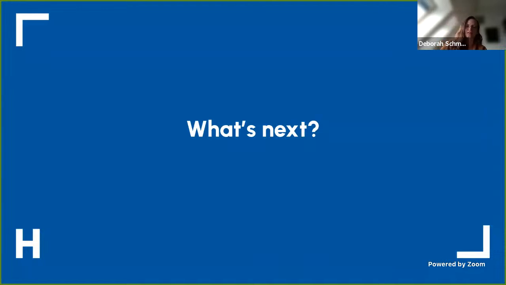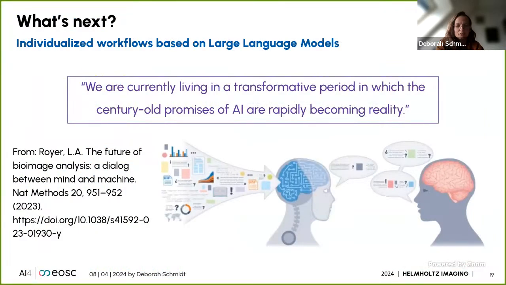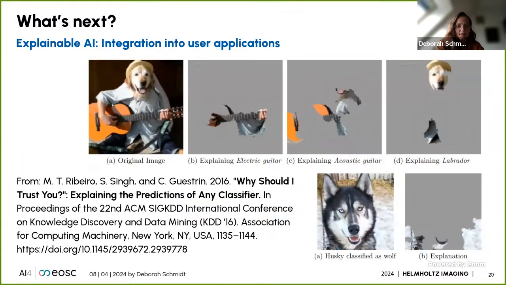Talking about the future, and not just negatively maybe, but what's going to be big in AI-based image processing in the future. Now, of course, large language models are a hot topic right now. They now find their way into individualized workflows that users can build, who also do not necessarily have scientific computing experience. I want to cite Loïc Royer here from The Future of Bioimage Analysis: A Dialogue Between Mind and Machine. And he says, "We're currently living in a transformative period in which the century-old promises of AI are rapidly becoming reality." This is exciting, but I'm also super curious how in this process we will make sure that we know what's actually happening under the hood.